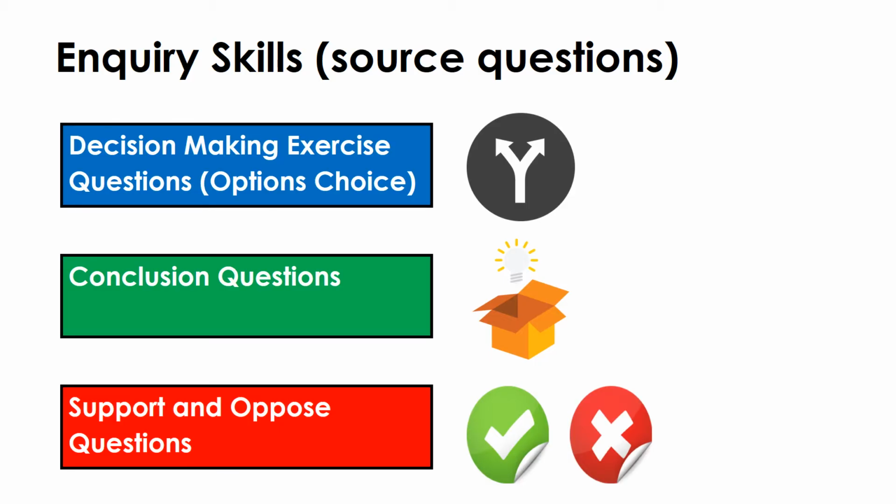Now, the three different types of source questions that you can be asked in Modern Studies. You have a decision making exercise question, which is where you pick an option. You have conclusions questions, and you have support and oppose questions. Now today we're going to focus on support and oppose questions. So our aim today is to find out how to answer the support and oppose questions. Then we are going to try a support and oppose question today as well.